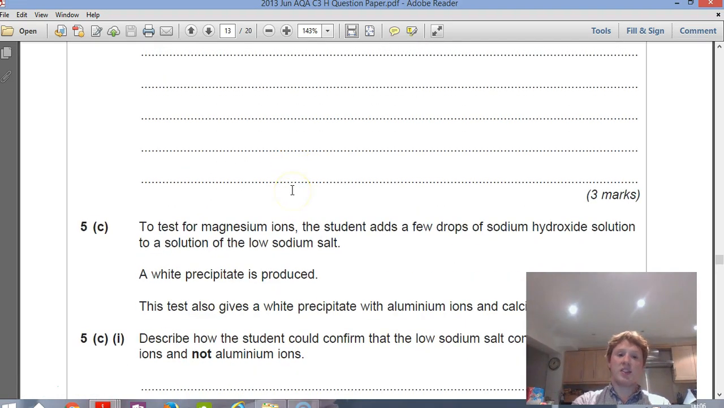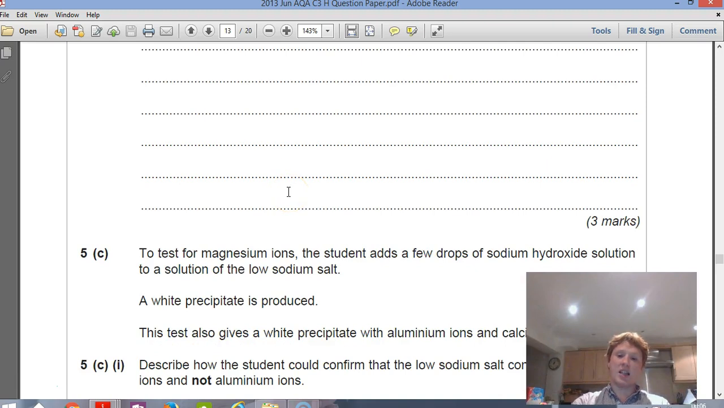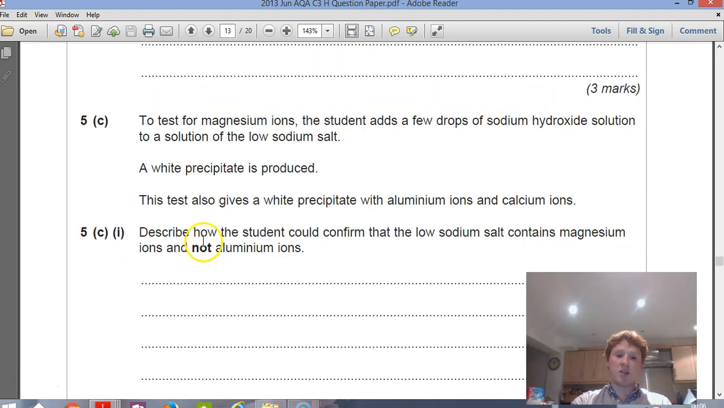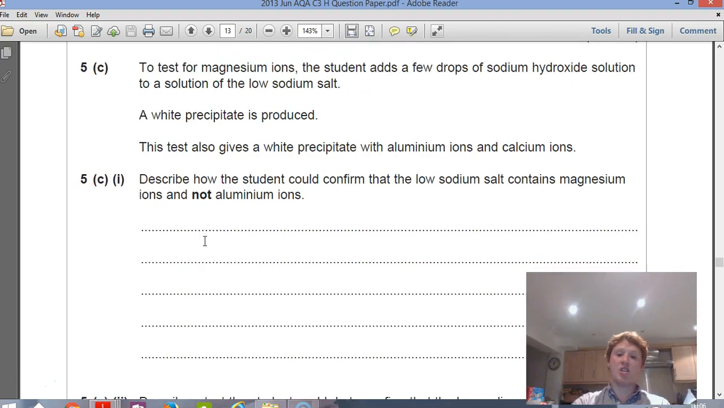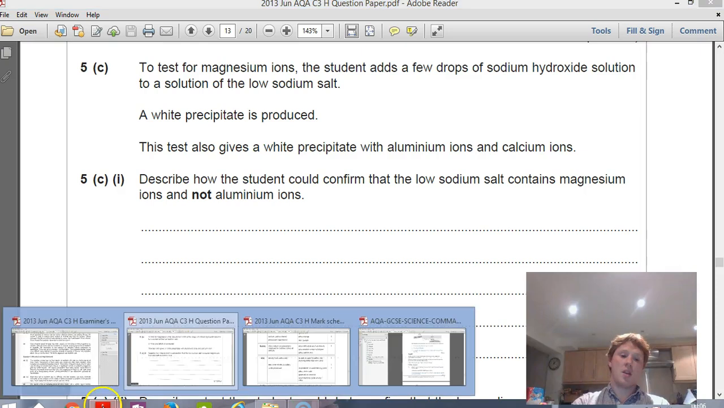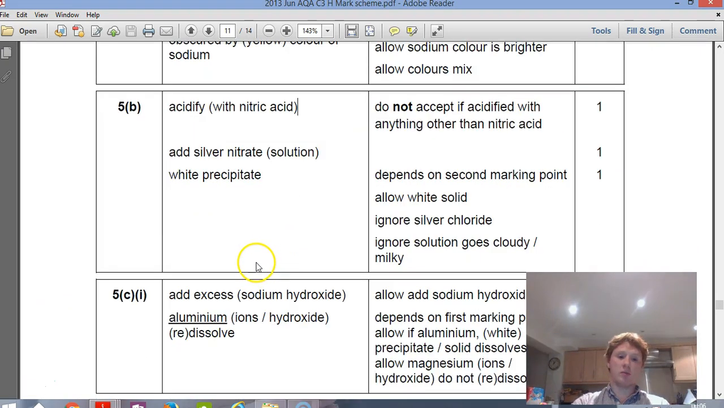Next one, 5C. To test for magnesium ions, they added some sodium hydroxide solution. A white precipitate is produced. This test also gives white precipitates with aluminium ions and calcium ions. Describe how the student could confirm that low sodium salt contains magnesium ions and not aluminium ions. Off you go. Right, 5C part 1.